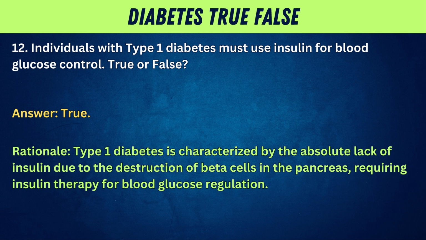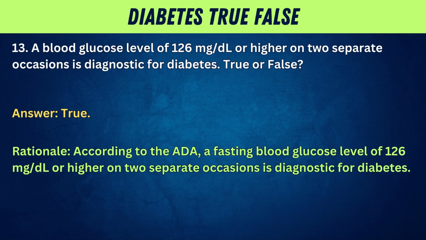12. Individuals with type 1 diabetes must use insulin for blood glucose control. True or false? Answer: true. Rationale: type 1 diabetes is characterized by the absolute lack of insulin due to the destruction of beta cells in the pancreas, requiring insulin therapy for blood glucose regulation. 13.